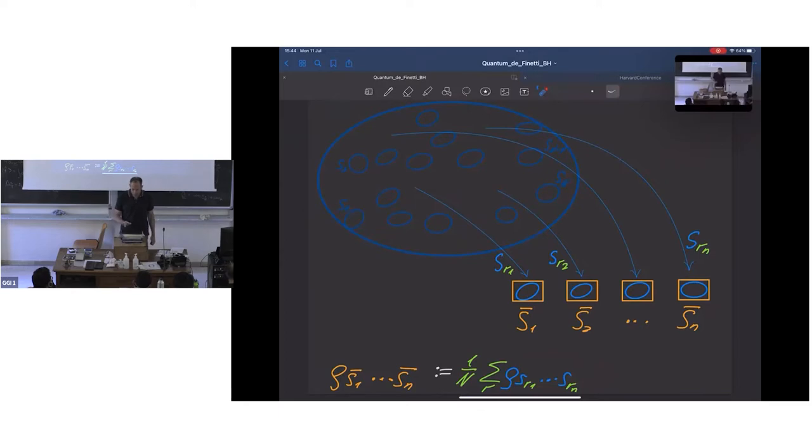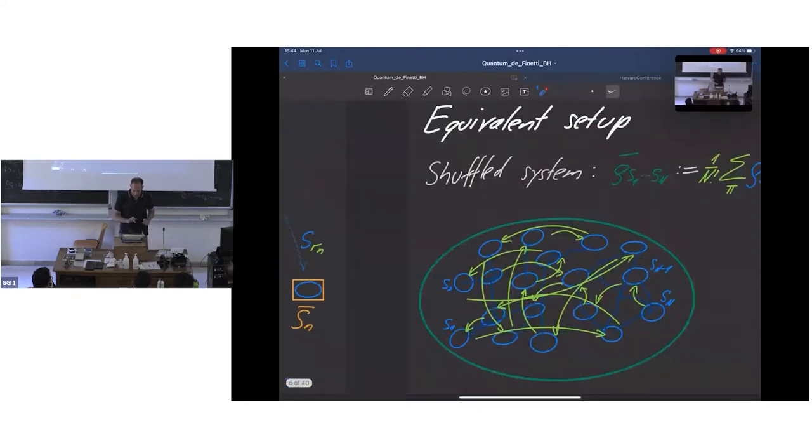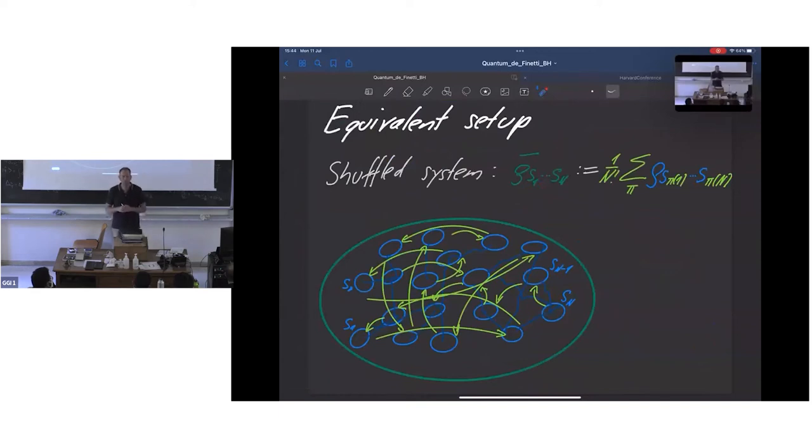Okay, so there's an alternative way to describe the same. In principle, you could forget whatever I said and think of it in a different way. You could just take the big bag of all capital N many systems and basically shuffle them around, and then the state of the system, when you randomize over the shuffling, so you don't know how you shuffled, will again be a mixture of the initial density operators.